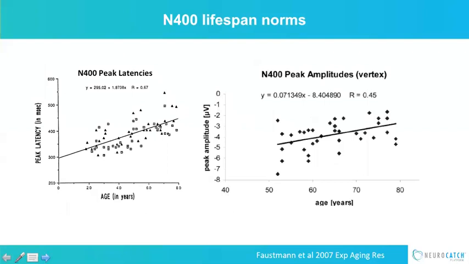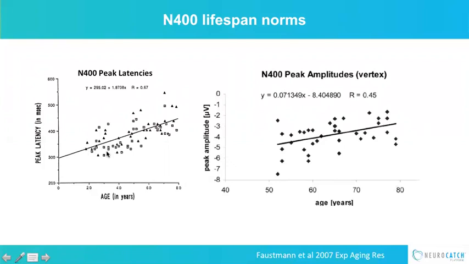All right, last but definitely not least is the N400. Again, I'm showing you a comparison of how the N400 latency on the left and amplitude on the right changes as a function of age. Now this is a little more restricted. For latencies, we're showing from age roughly the 20s to 80s. And then for amplitudes, I'm just showing you into older years from ages 50 to 80.